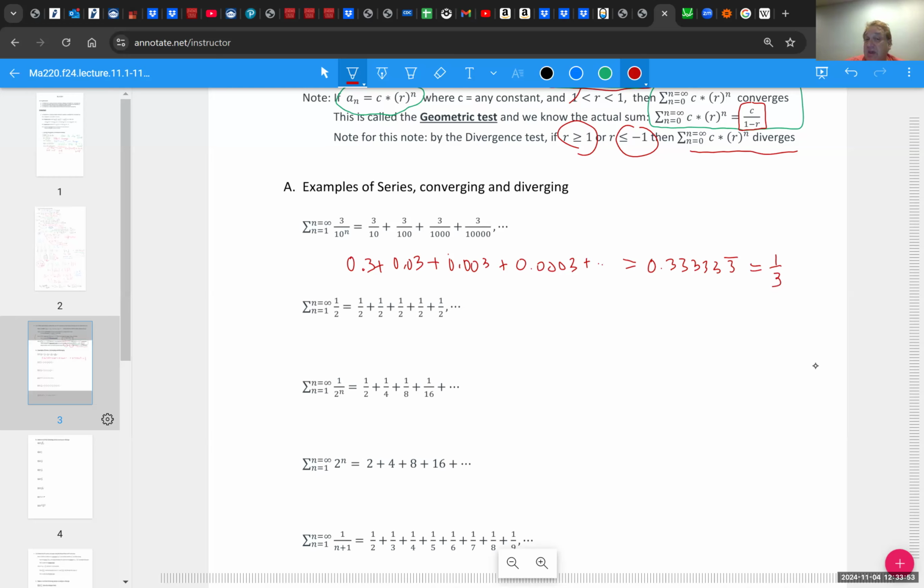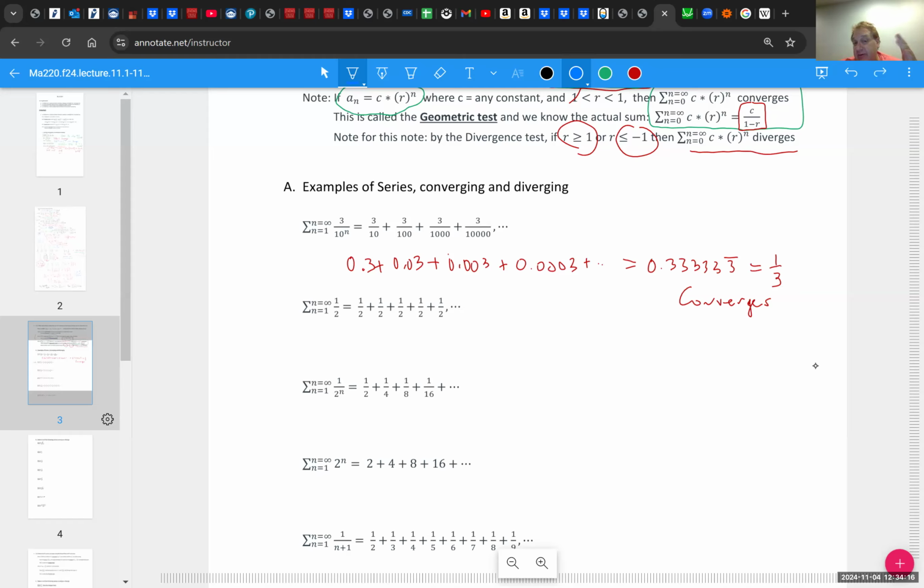All right, so this is a series of numbers that converges because it has a sum equal to a finite number. Okay, so there's our first example of a series. Second example right over here.